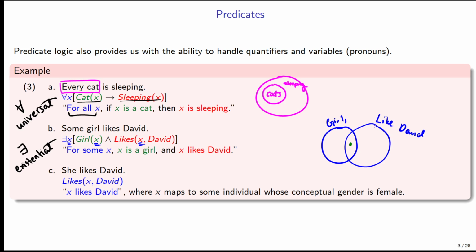We can also see here that a predicate like likes David, likes x y, has a subject and an object, and we can represent those here. We can represent the subject, and we have the object here, which is David. So this is the power of predicate logic.